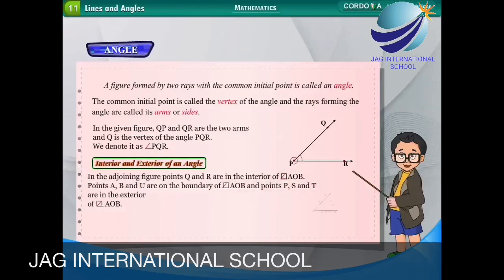Interior and exterior of an angle. In the adjoining figure, points Q and R are in the interior of angle AOB. Points A, B and U are on the boundary of angle AOB, and points P, S and T are in the exterior of angle AOB.